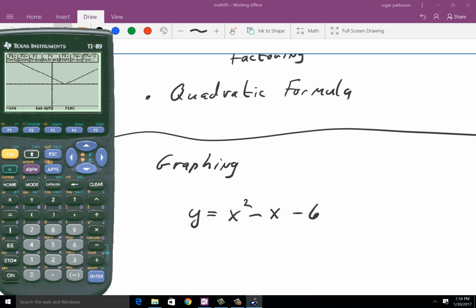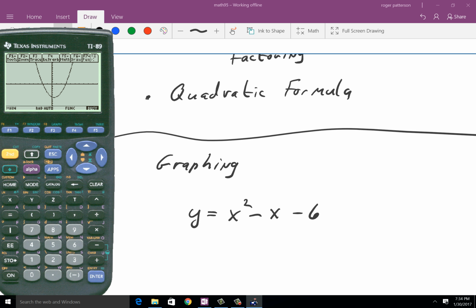So I'm going to graph it on the 89 first, and then I'll graph it on the Desmos. So let's see, I need diamond and y equals, and I'm going to get rid of that absolute value. I don't need it. x squared minus x minus 6. And maybe I'm repeating. I just don't know your whole background, so that's why I want to graph this.